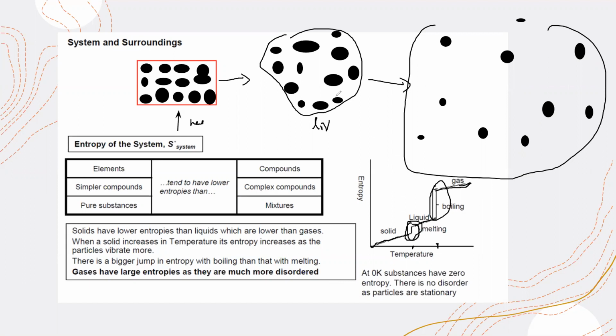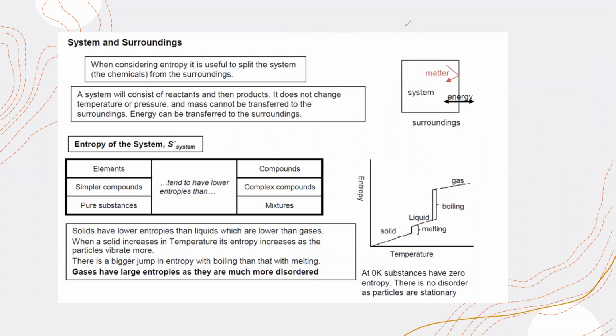The graph between temperature and entropy. When the temperature is 0 Kelvin, the molecules stop vibrating, or they don't have kinetic energy according to theory. This is theoretical. So they are not vibrating, there's no disorder in the particles, and that's why there is zero entropy.